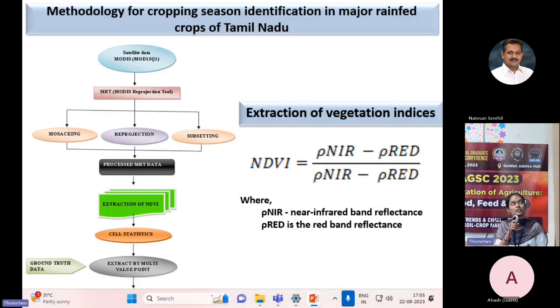This is the methodology we utilized to find out the crop start of season. First, we downloaded the MODIS satellite data, and using the MODIS reprojection tool, mosaicing, reprojection and subsetting of the data were done. Then the processed data were extracted using cell statistics. From that, we extracted the multi-value point to the ground truth data. Second is the extraction of vegetation indices using NDVI, the normalized difference vegetation index. By using this formula, we derived NDVI for the particular ground truth points.